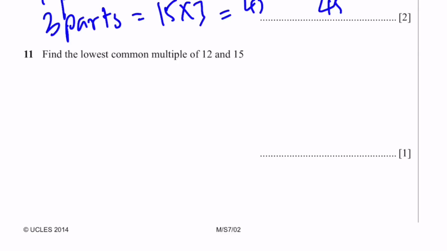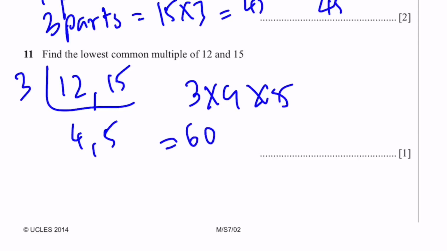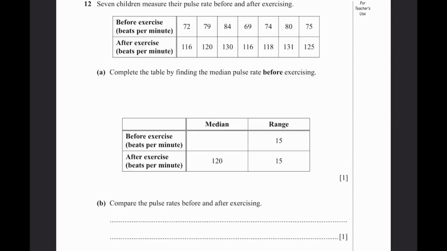11. Find the lowest common multiple of 12 and 15. The LCM of 12 and 15, we can do it like this. We have a 3 common factor, 4, 5. Now 3 into 4 into 5, that's equal to 60. So LCM is 60. Question 12.